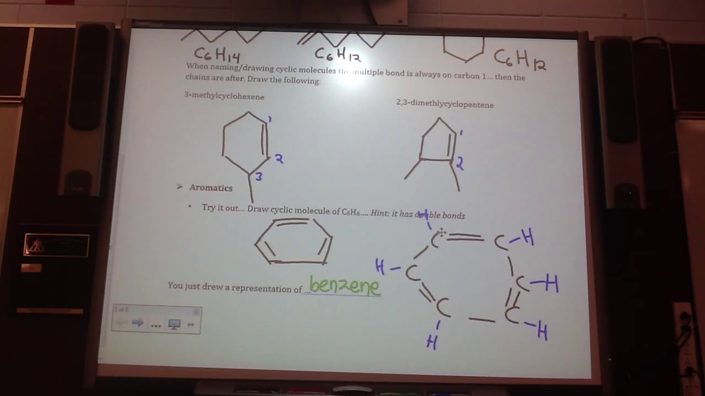Definition of benzene. Just like when we studied the atom, there are different ways to represent the atom. Same with benzene, there are different ways to represent it, and some are more accurate than others. So I'm going to tell you a little story.